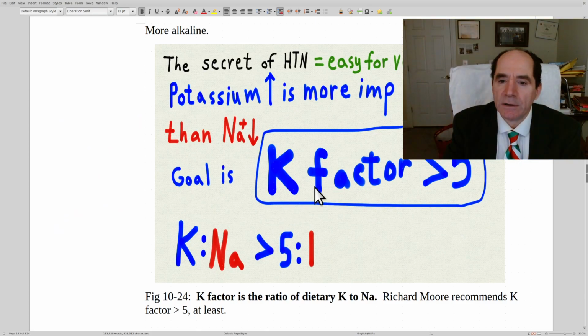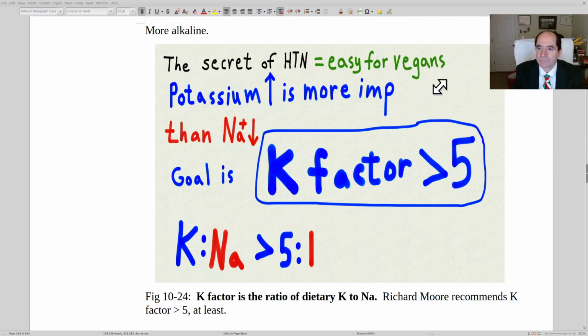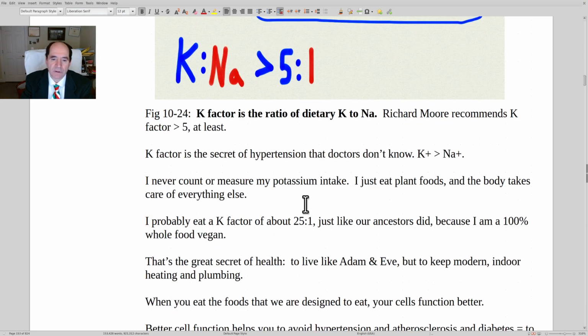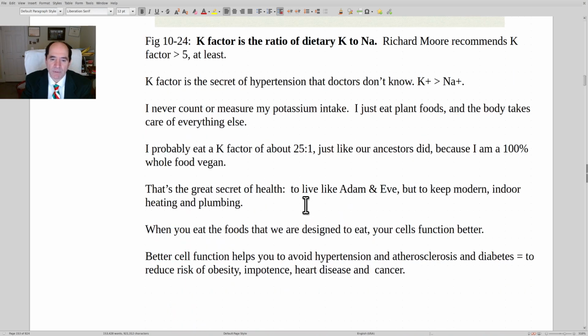Okay, now here's the great secret of hypertension. This is what Moore was saying, you want at least 5 to 1 potassium greater than sodium. And if you eat a plant diet, you'll easily get that. And then I'm going to tell you the story about hypertension in black people, which is kind of interesting. I never count my potassium. I just eat the food and it takes care of itself. And you want to be simple.